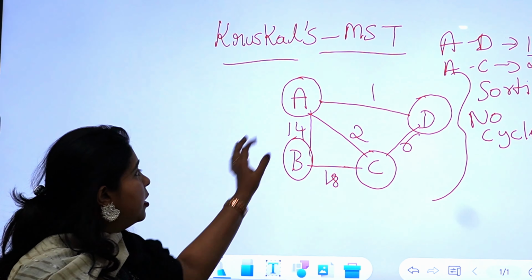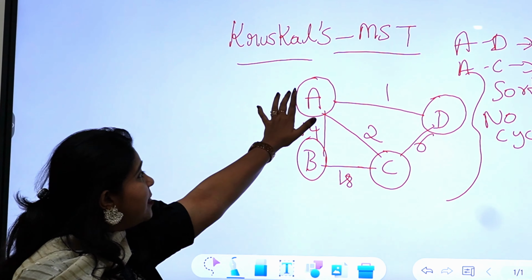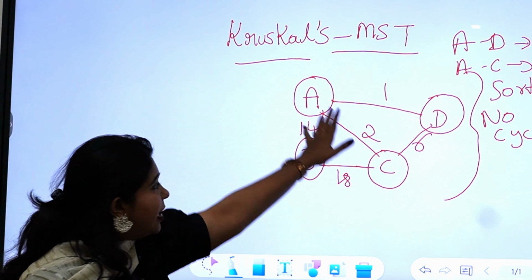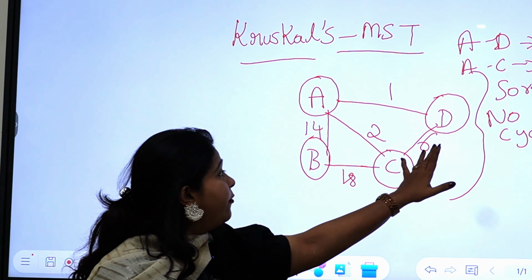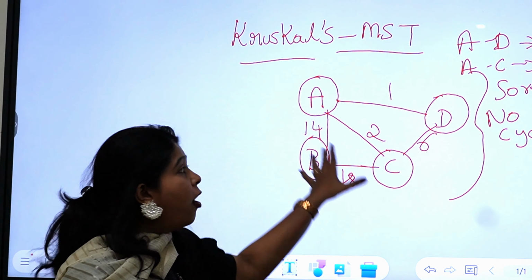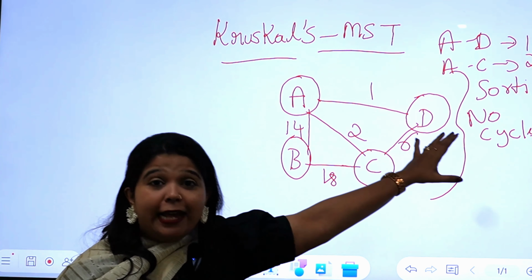Okay, and next the least is C to D. We have already considered A to D, and now we have considered A to C, but if we consider C to D, which is of the weight 6, it would form a cycle. So we do not consider this particular edge.